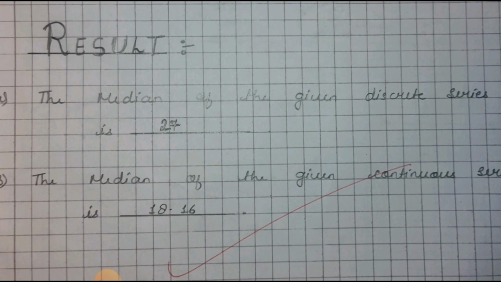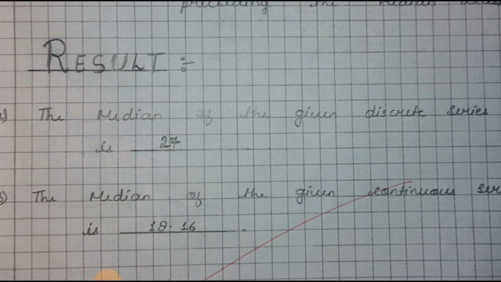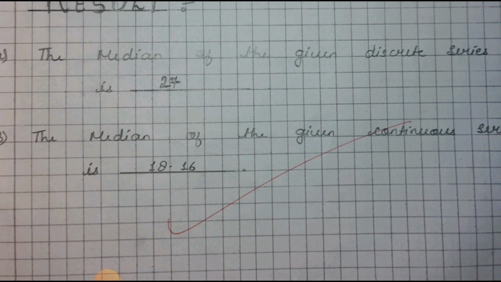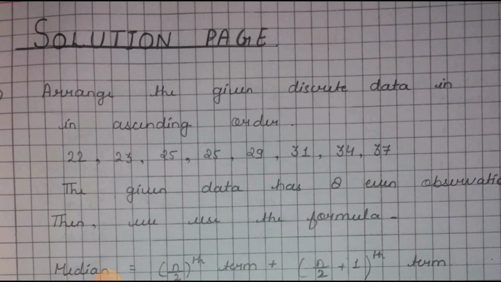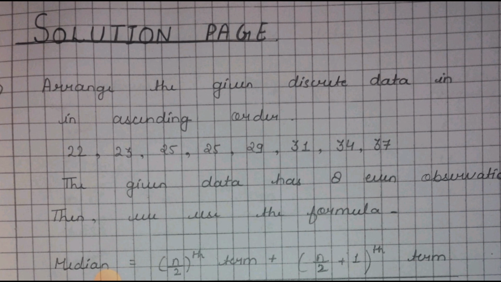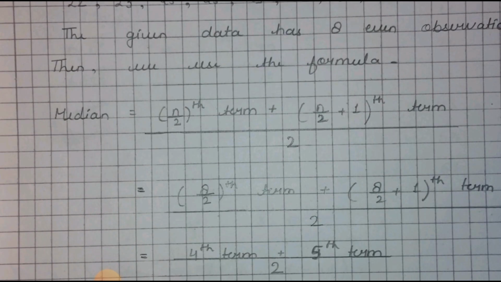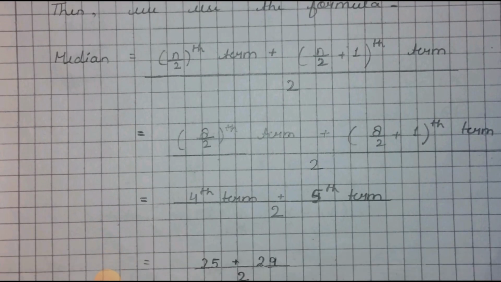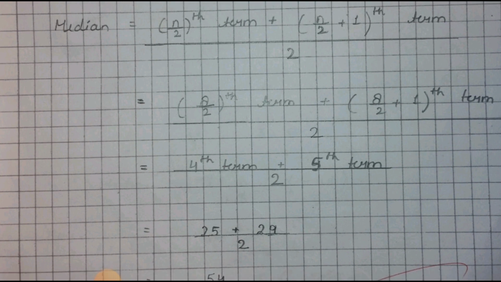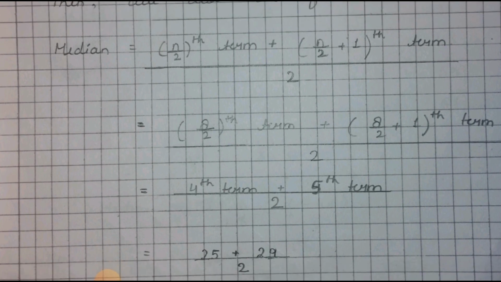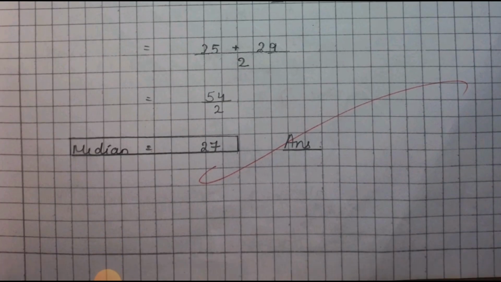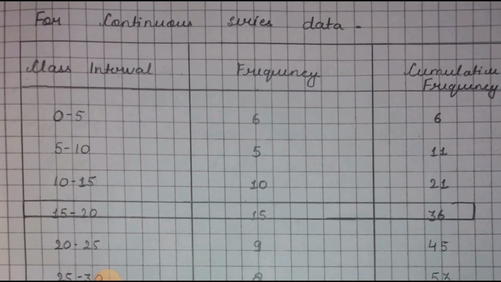Result: discrete series and second continuous series. The first, discrete series, is 27, second, continuous series, is 18.16. Solution page. Arrange the given discrete data in ascending order. Then we use the formula median for continuous series data.